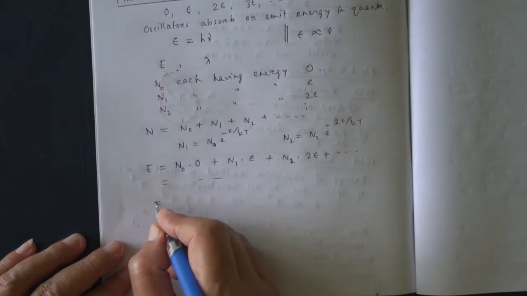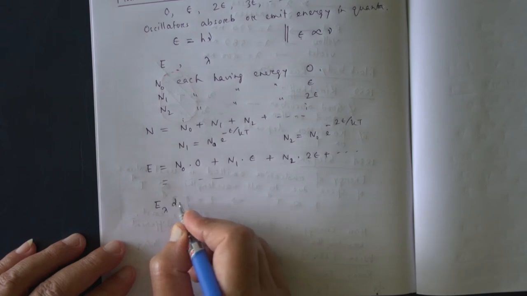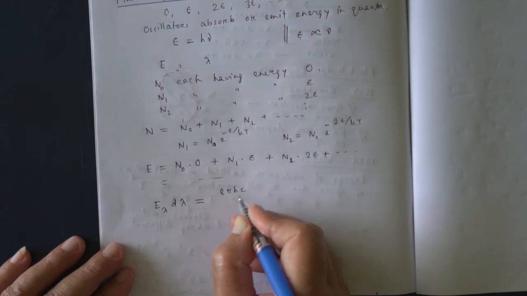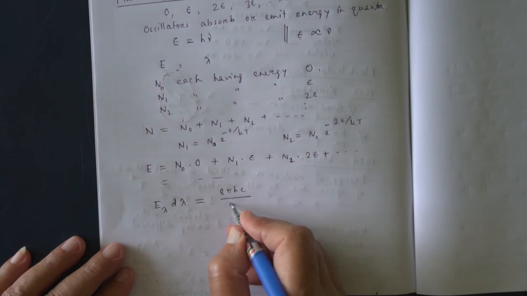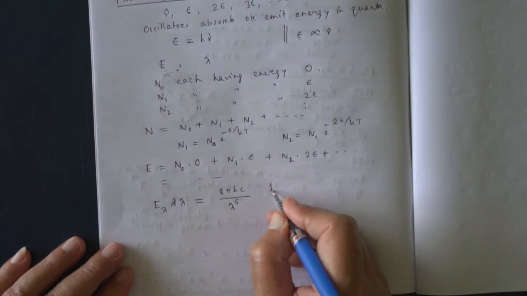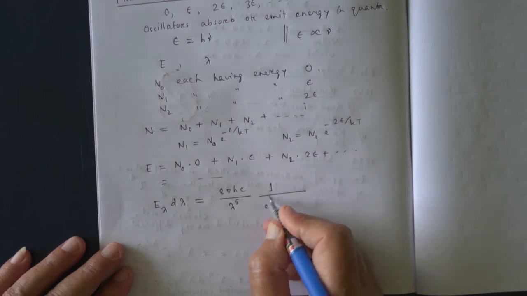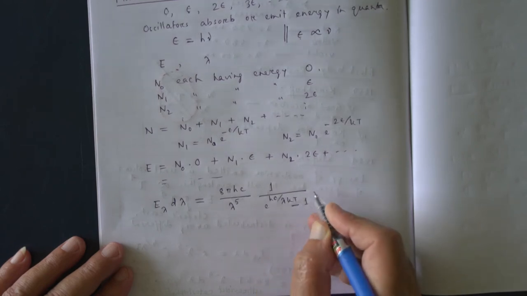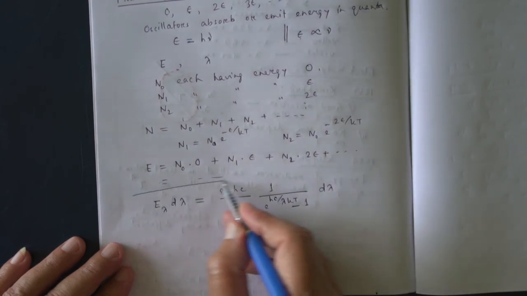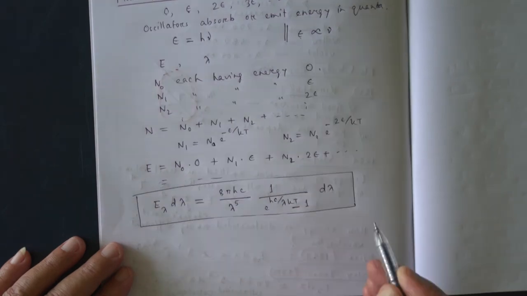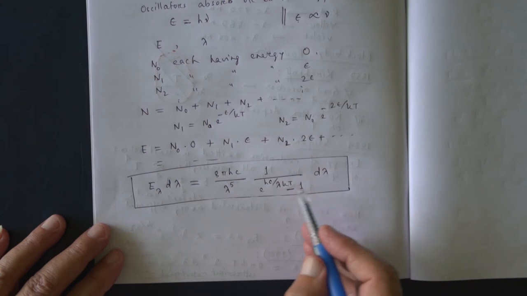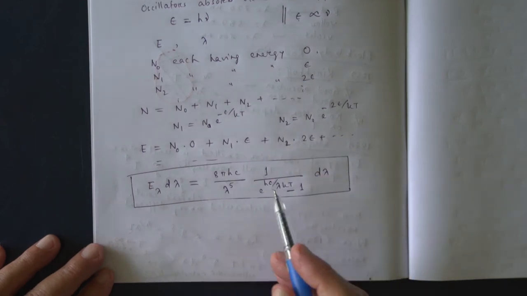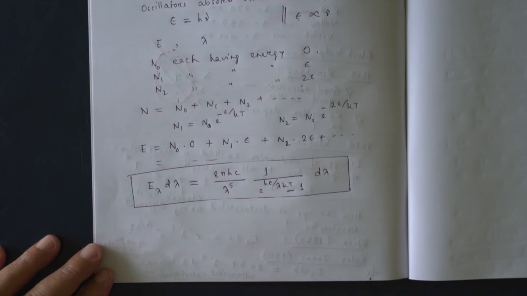And what is Planck's formula? E lambda d lambda equal to 8 pi hc divided by lambda to the power 5, times 1 by e to the power hc by lambda kT minus 1, d lambda. So this was the relation between energy and lambda. This relation was deduced by Planck, and we have already done the deduction, so I am not going to repeat it.